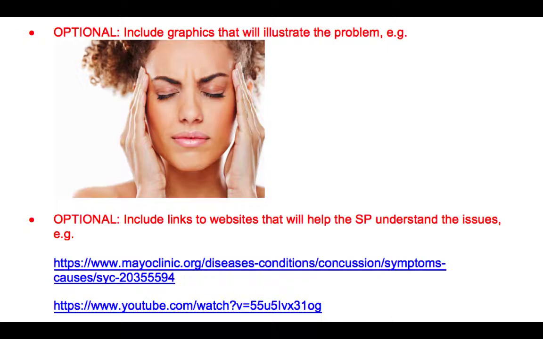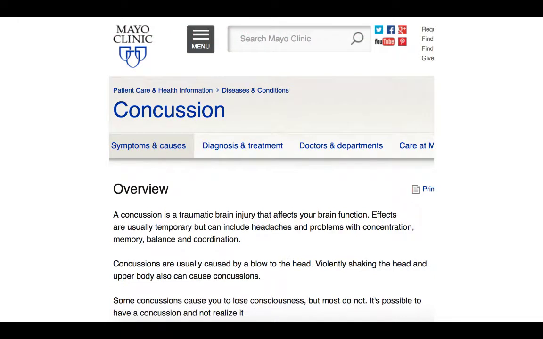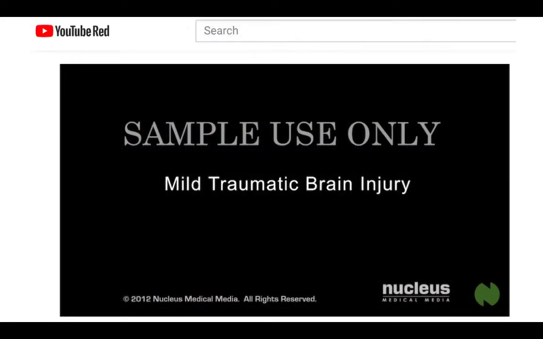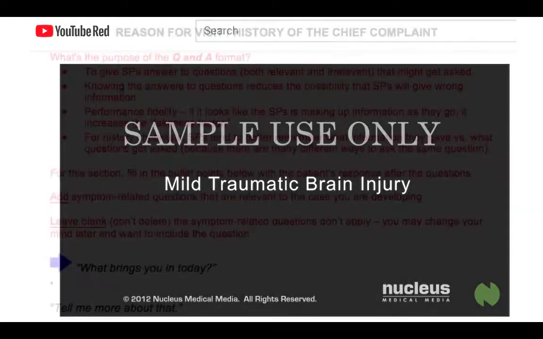And so for example, I like to use the Mayo Clinic. It's a good layperson's website to understand some basic information about some issues. Also, YouTube has a lot of videos on different kinds of issues. So if it was concussion, there's a YouTube on mild traumatic brain injury. And again, this educates the standardized patients into the type of case they're going to be playing. It's really a way of engaging them in the learning process.